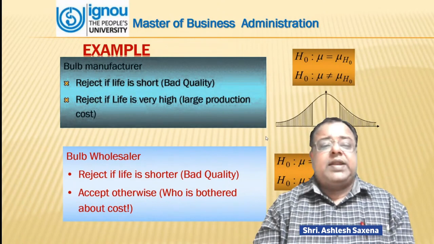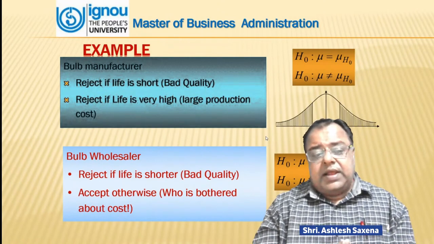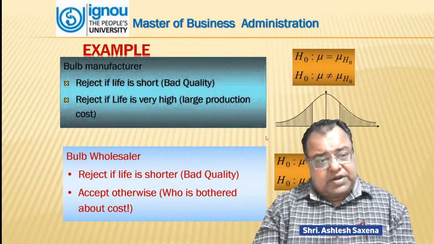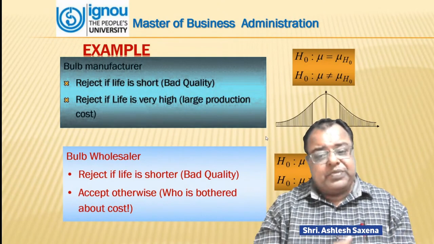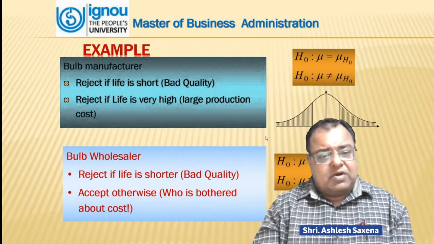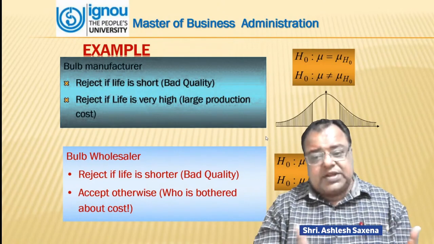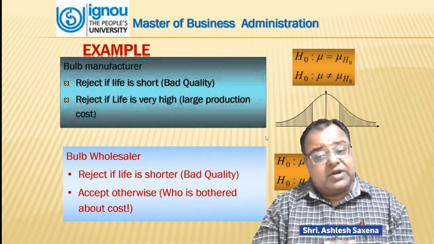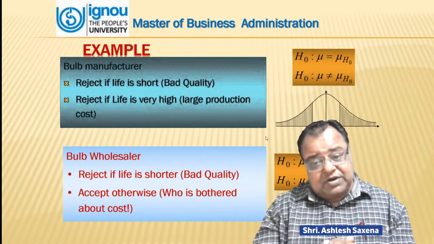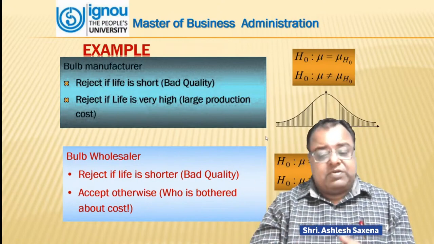Similarly, if we move on to another example of a bulb wholesaler, he rejects if the life is shorter, that is of bad quality, and otherwise, who is bothered about the cost? The cost is not considered, then in that case H0 is mu equal to mu H0, and your alternate hypothesis is H1: mu is greater than mu H0, and graphically it is shown below.